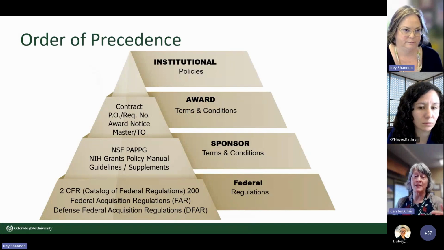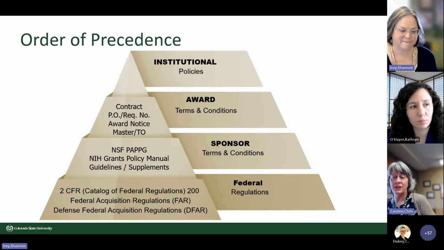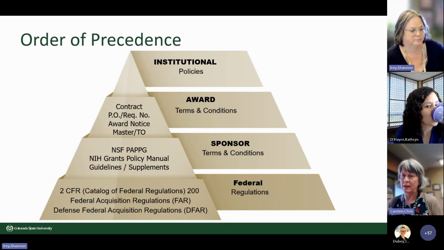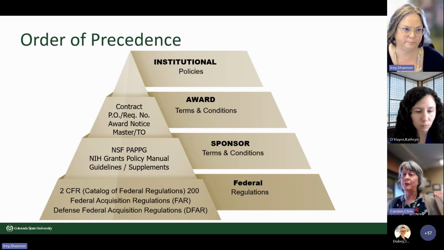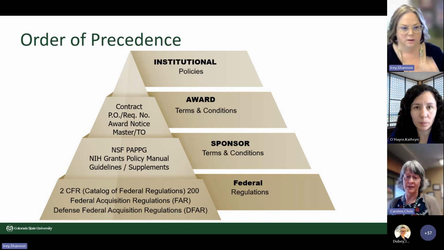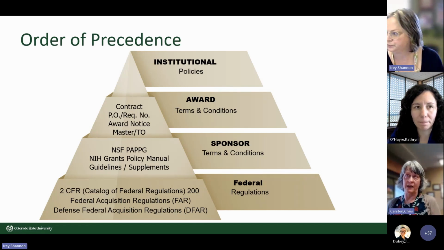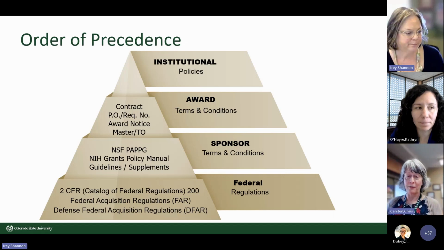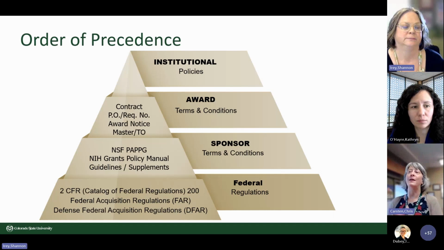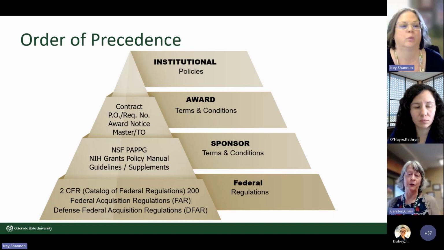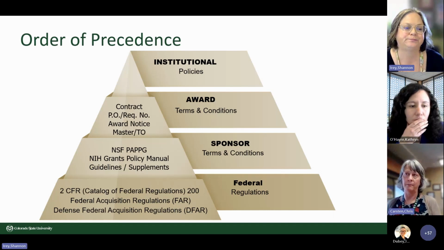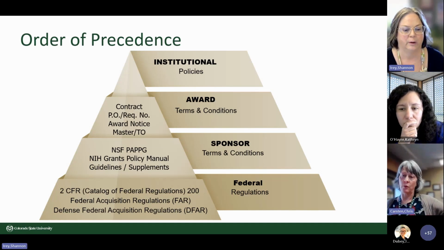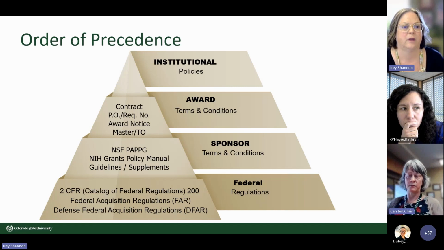I wasn't in your governing regulations session, but I understand that this is something you did cover. This is basically a reminder. There are different layers and levels of what applies. This graphic illustrates our federal awards. For non-federal awards, you might start in a different place. But there's this underlying layer of federal regulations that apply depending on the mechanism. If it's a grant, one set. If it's a contract, FAR.